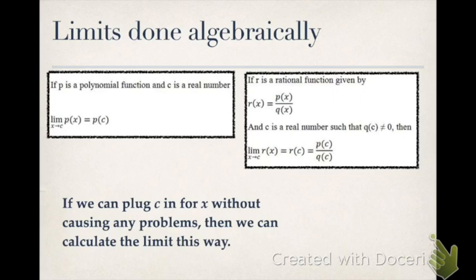So basically, and there's other reasons why we can't do limits algebraically, but if we can plug c in for x without causing problems, we're not taking the square root of negative numbers, our denominators don't go to 0, we can calculate limits this way. Algebraically is usually pretty simple if it works. We're going to do both of these today. The first thing we are going to do today is do some algebraic limits.